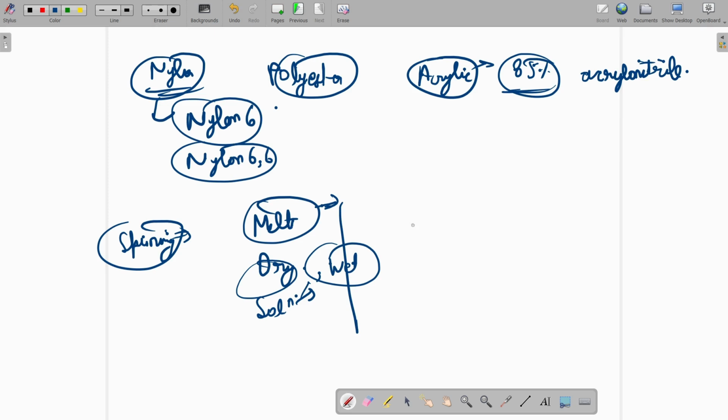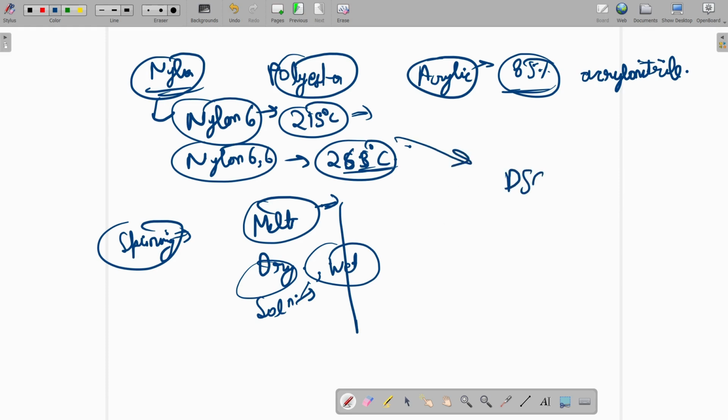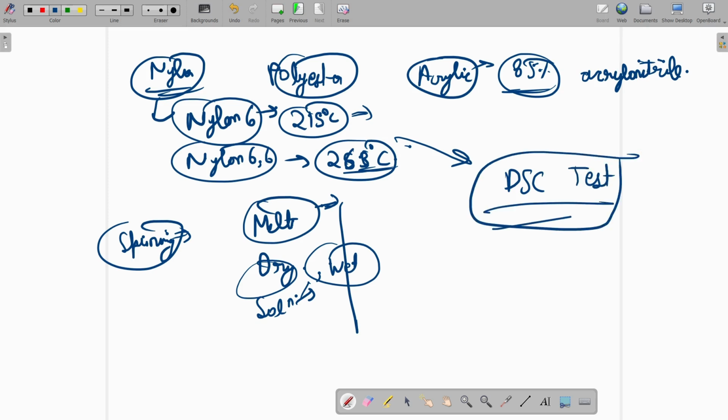This is the monomer. What is the melting point of nylon 6? The melting point of nylon 6 is 215 degrees Celsius. The melting point of nylon 66 is 265 degrees Celsius. Suppose you get a nylon fabric, how will we distinguish whether it is nylon 6 or nylon 66? How is the melting point calculated, and how is it tested? It is tested through the DSC test. You will read this in the testing aspect. DSC is differential scanning calorimetry.